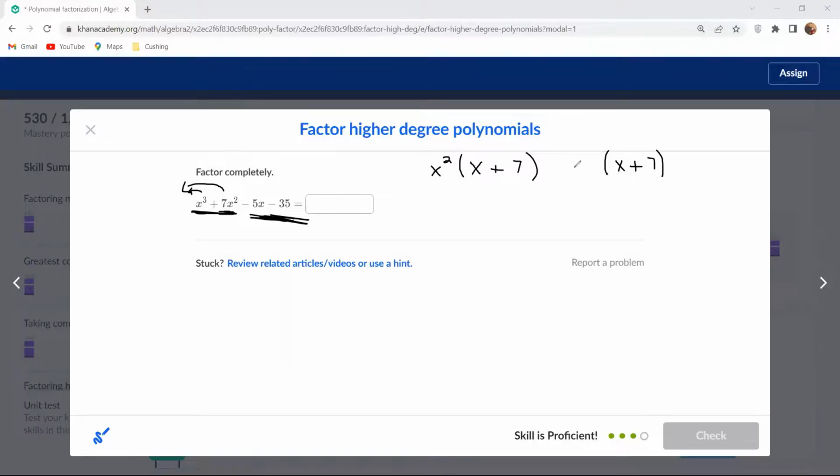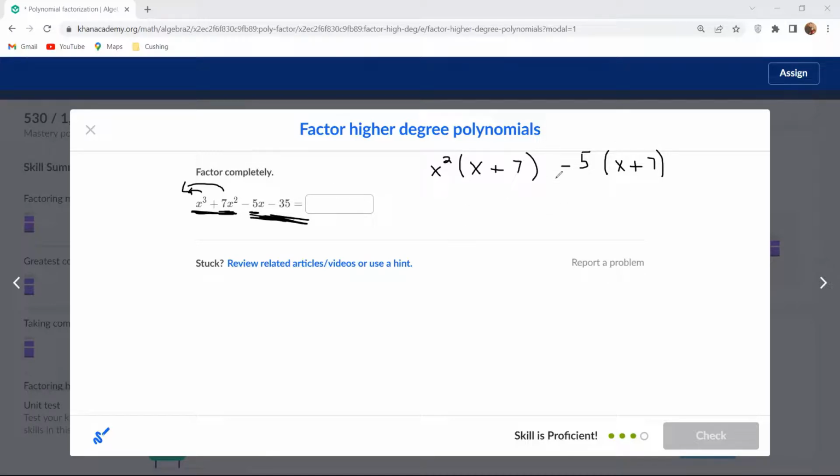So now the question is, what would need to go outside of this to give me x plus 7 in the middle? And I will admit, this is a little bit of a backwards way of thinking of it. And I'll do it the other way as well. But now let's think, what times x is negative 5x? Well, that's just negative 5. And negative 5 times 7, that's negative 35.